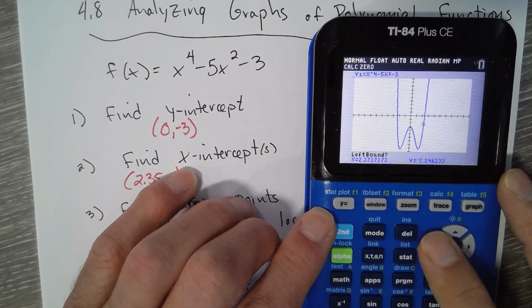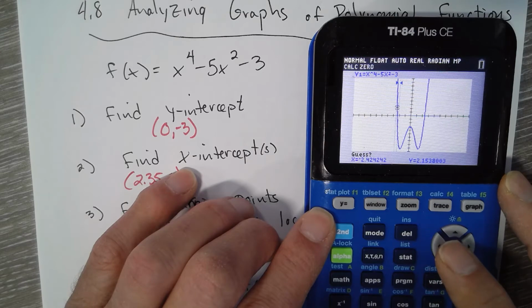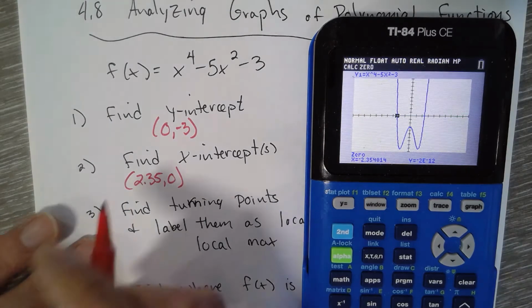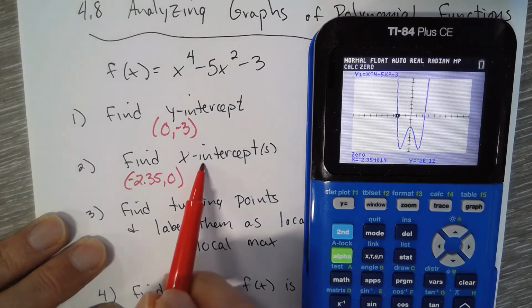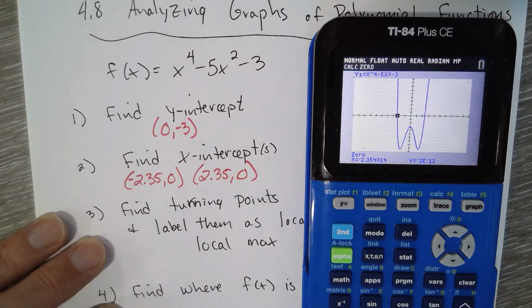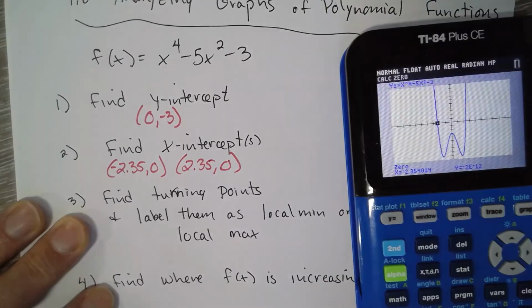Calculate the zero. Go on the left side of it. Go on the right side of it. Guess it. And negative 2.35. So negative 2.35 and positive 2.35 comma 0. Those are your x-intercepts. So next thing is find the turning points and label them as local mins or maxes.